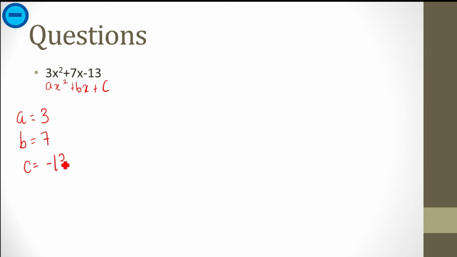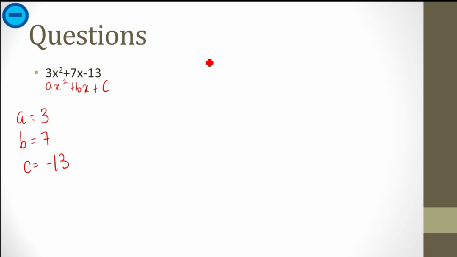If you're wondering where we got those numbers from, if you look at the equation, above a is 3, and then you've got the x squared, and then above b is 7, and then you've got the x, and then above c is minus 13. If you're wondering why it's not plus 13, it's because it says a minus there in the equation.